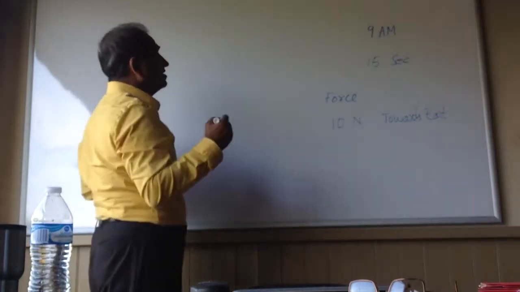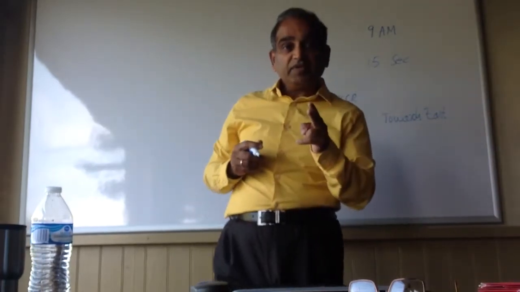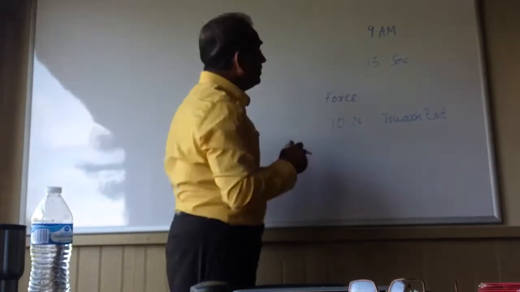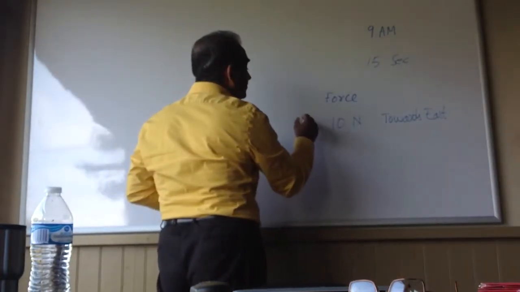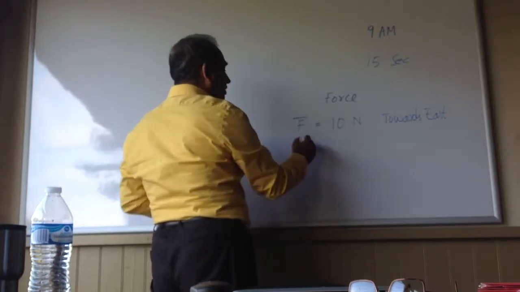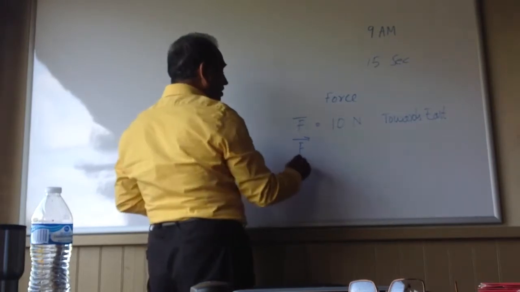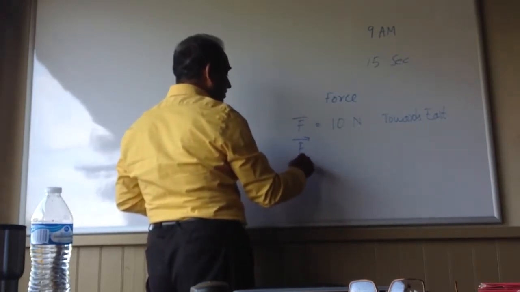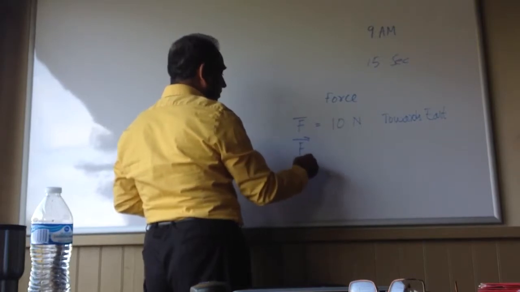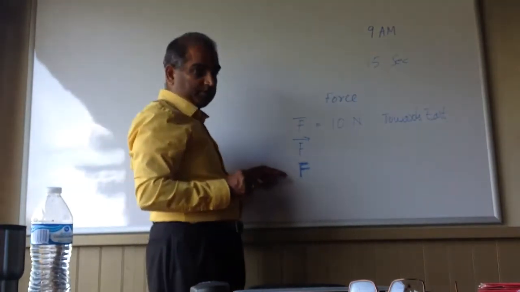A vector is represented in two methods. One is algebraically, the second one is graphically. Algebraically, a vector force I can represent with F bar, or F with an arrow mark like this, or with a bold letter F, this way. So these are the three ways you can represent a vector.